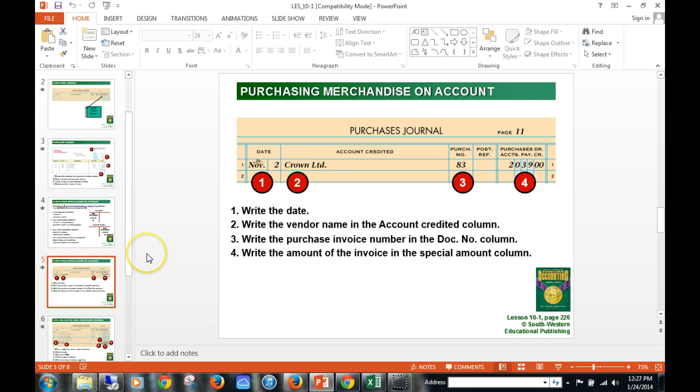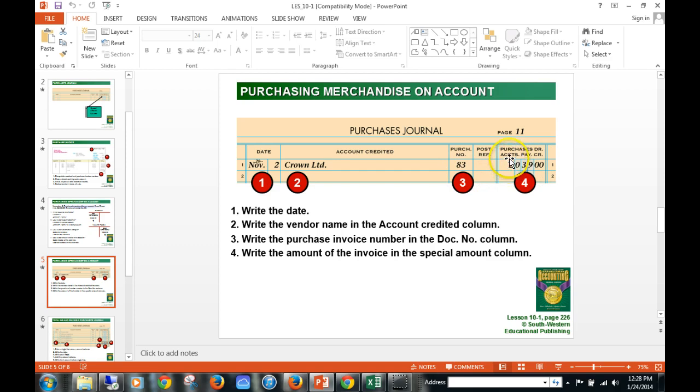So as we look at how to record this into our special journal, our purchases journal, we're going to make sure that we have the page number up here. We're going to write the date. We're going to write the vendor name, Crown Limited. We don't have to put accounts payable, we know it's accounts payable already. So we're just going to put the name of the company here. The purchase number, which we got off of the invoice, and then the amount.